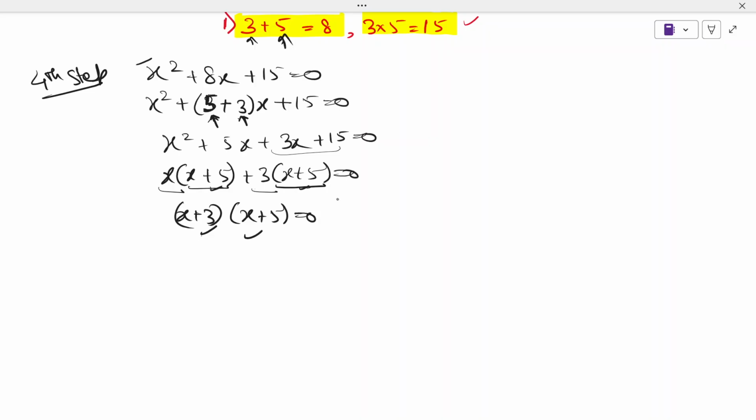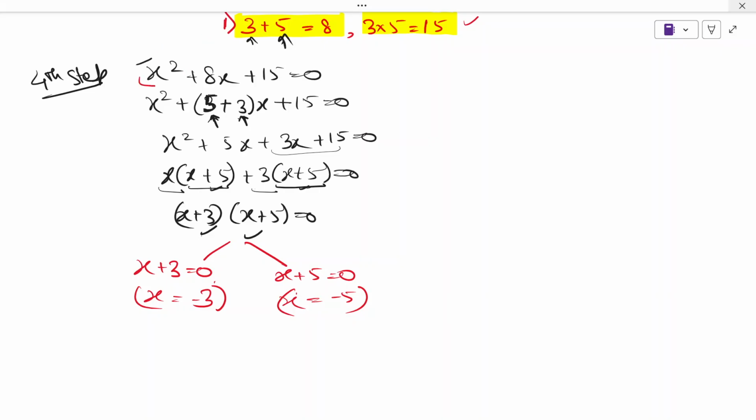of this equation. Now how can you find x? x plus 3 equals 0, x plus 5 equals 0. Equate these factors with 0. x value is minus 3. x value is minus 5. You know that degree tells you how many roots an equation can have. Here this equation has degree 2, so the equation has 2 roots. There are two values of x.